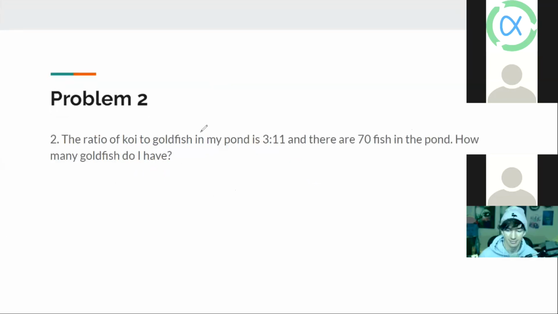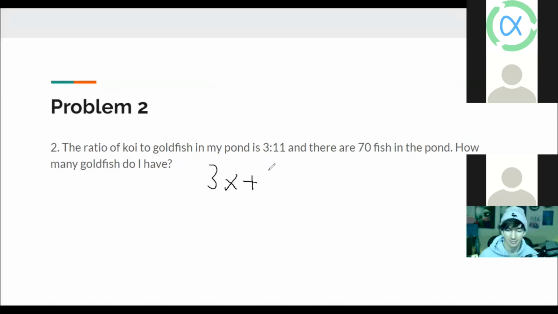Alright, the ratio of koi to goldfish in my pond is 3:11, and there are 70 fish in the pond. How many goldfish do I have? So if we assume the amount of koi to be 3x, then goldfish will be 11x. So it's going to be 3x plus 11x is 70. So 14x is equal to 70, so x is equal to 5. So the amount of goldfish in the pond will be 11x, which is just going to be 11 times 5, or 55. So I have 55 goldfish in that case.